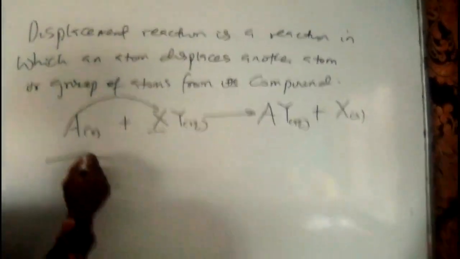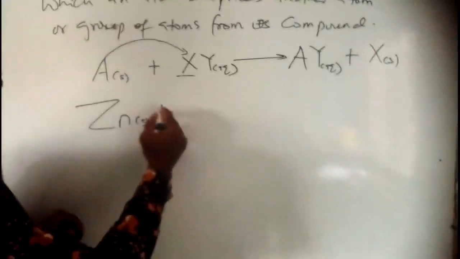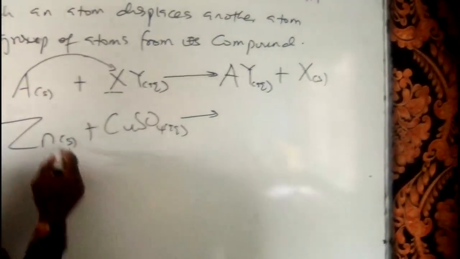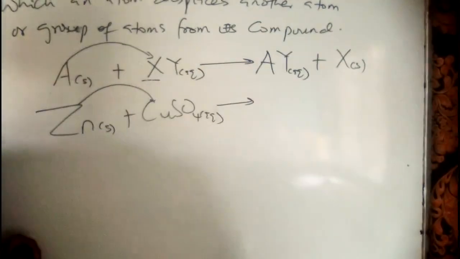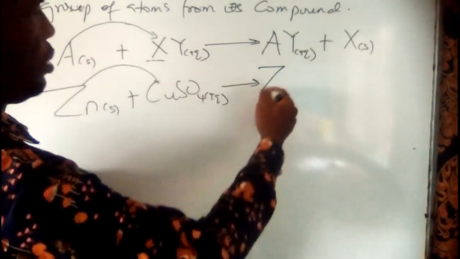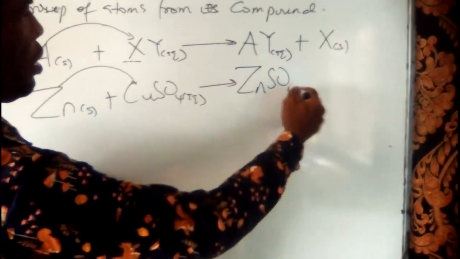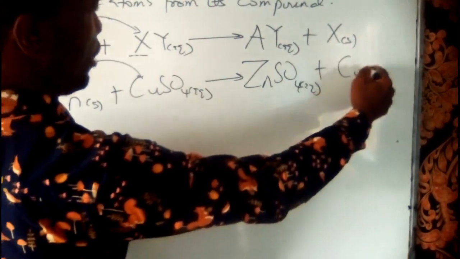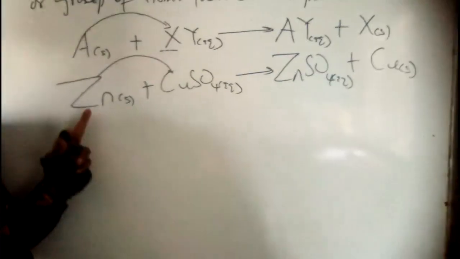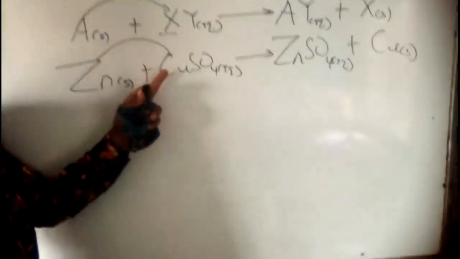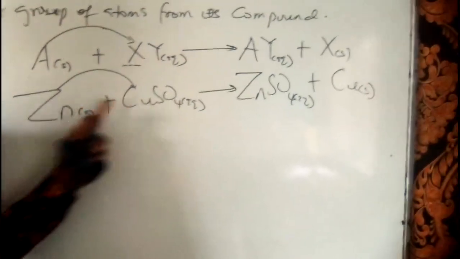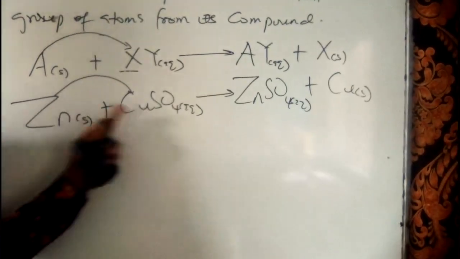Let's look at this example. Zinc plus copper sulfate. Zinc goes to displace copper because zinc is more electropositive than copper, giving us zinc sulfate and then copper coming out in solid state. So why is it possible for zinc to displace copper? It is possible because zinc is more reactive than copper, or zinc is more electropositive than copper.